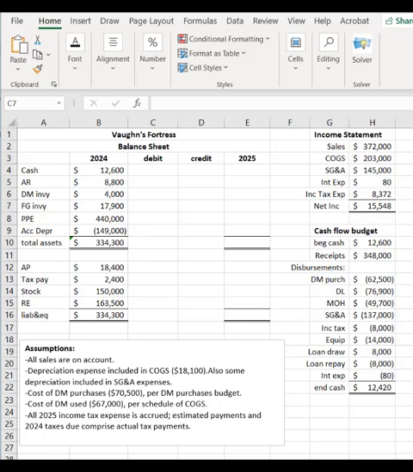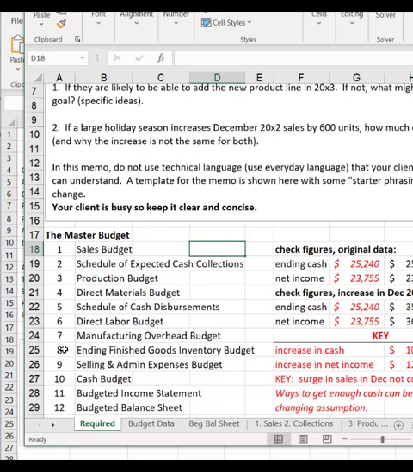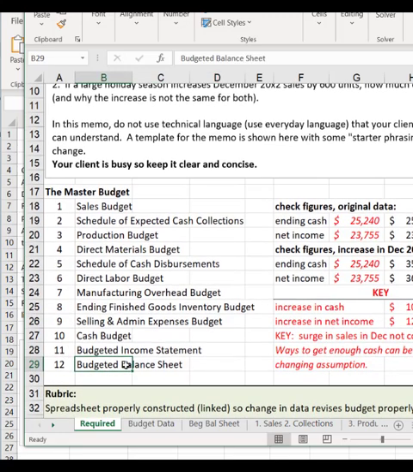Hello everybody. I wanted to go over this budgeted balance sheet. One of the things that you may or may not have picked up on is that the budgeted balance sheet relies on all the other budgets that came before it. What do I mean by that? So here's a master budget, and the budgeted balance sheet is the last in the series.